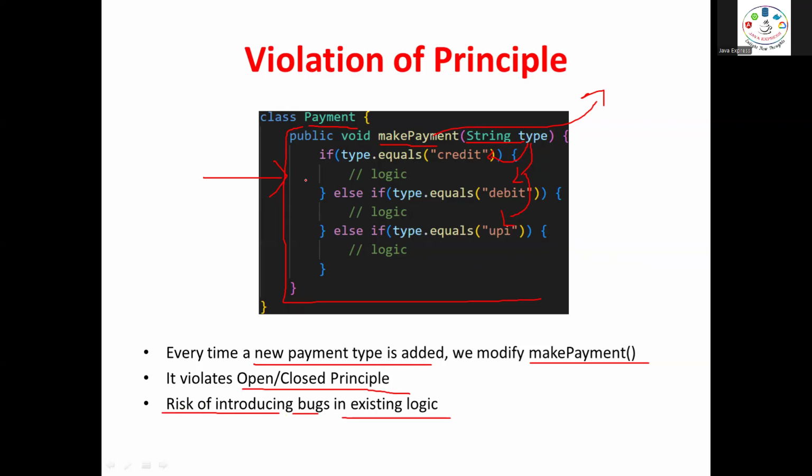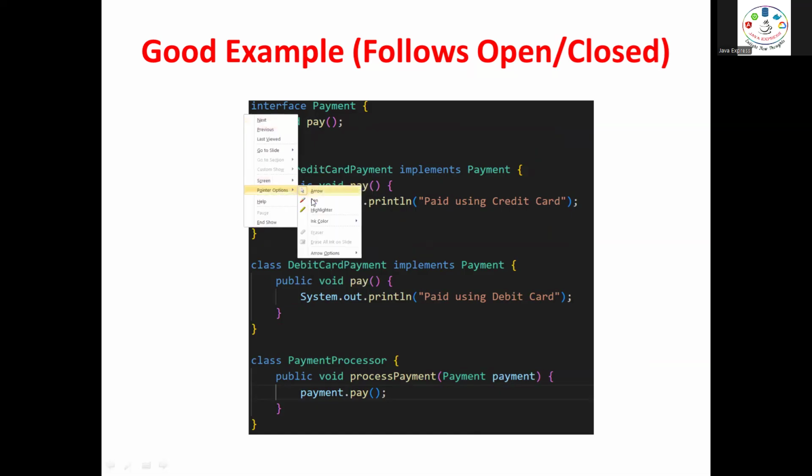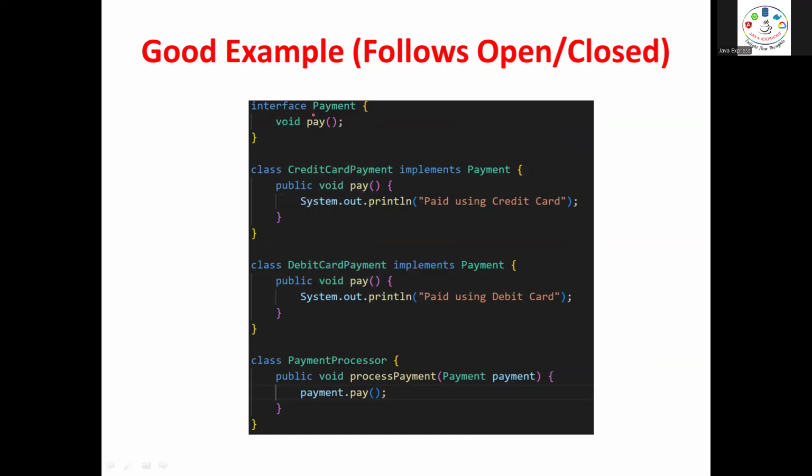So how to avoid this? How to avoid this violation? By introducing open for extension, closed for modification. Now see here, I have taken an interface as Payment. What is the method name? Pay method. Now this is the base. Now see here how many classes I created: one, two, three. We are following single responsibility, and as well we should follow OCP.